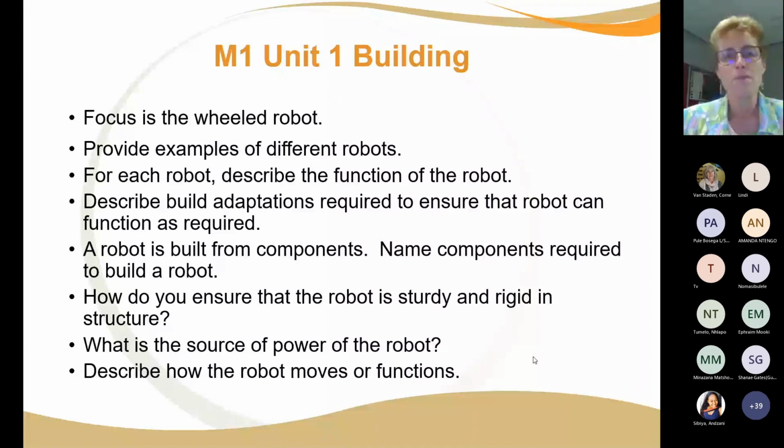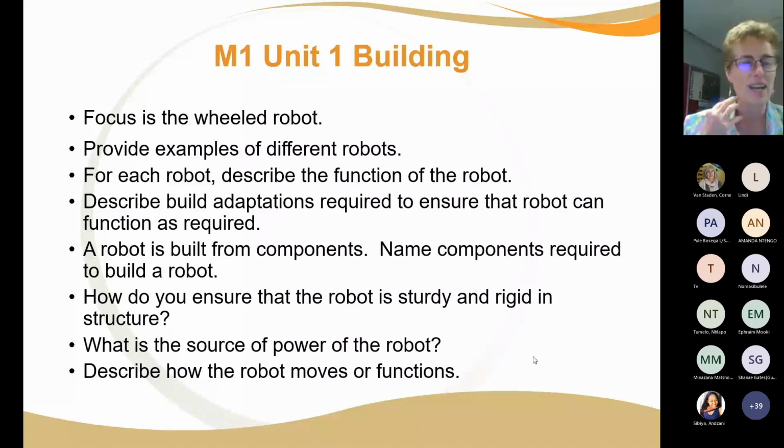Okay, but you must be able to describe: if you take this robot and you want it to do something else, how are you going to adapt it? It's important that your learners are able to explain how they're going to change it, and name the components that are required to change it from this to that.